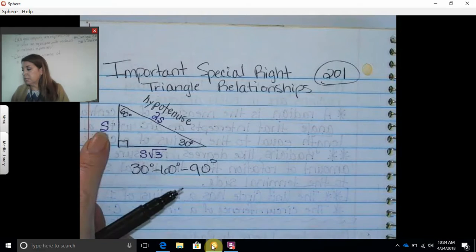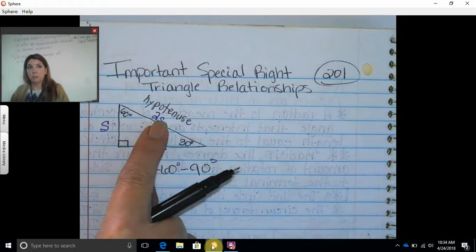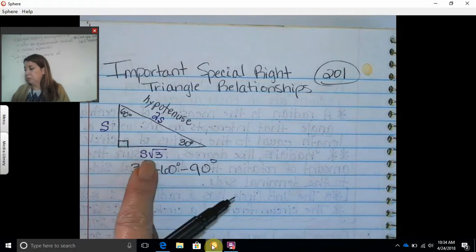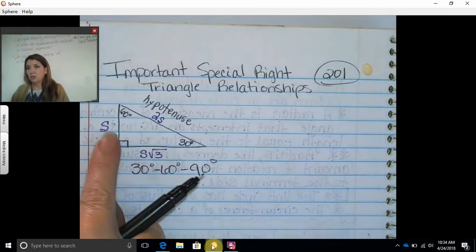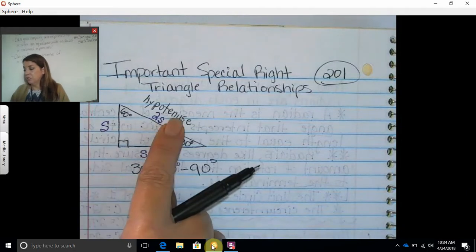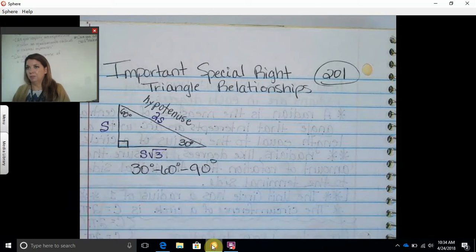So say my shortest side had a length of 1 inch. Then the hypotenuse would be 2 inches, and this side would be 1 square root of 3, or just square root of 3, right? If this was 2 inches, that would be 4 inches, and that would be 2 square root of 3 inches. All right, just by knowing one length.